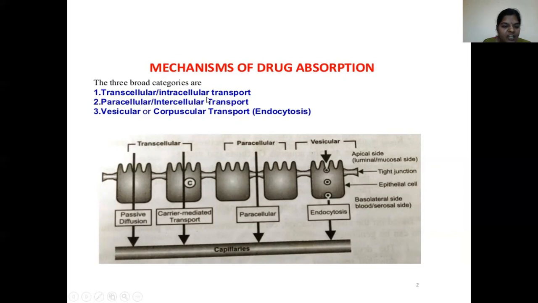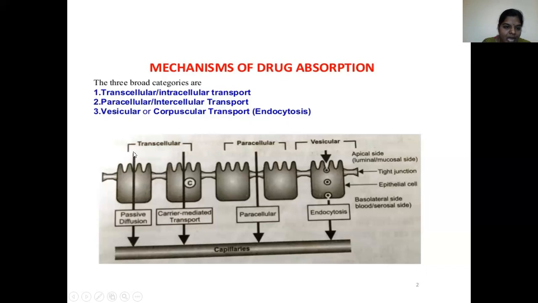You have to adopt the different terminology. Till now, I think you have not come across all these terms. Right now, you have more idea about hospitality, pharmacology, histopathology, clinical pathology of drugs and diseases. So you have to adopt the terminology, that is the major thing here. So the three broad categories are transcellular or intracellular transport, paracellular or intercellular transport, and vesicular or corpuscular transport, also called endocytosis.